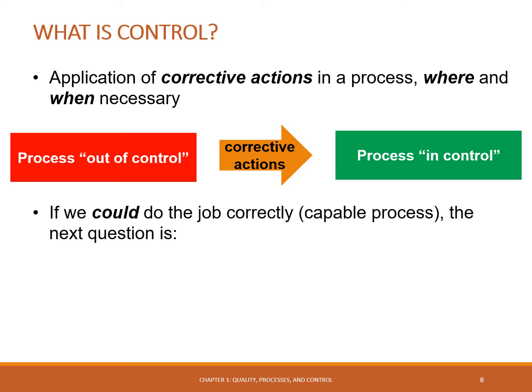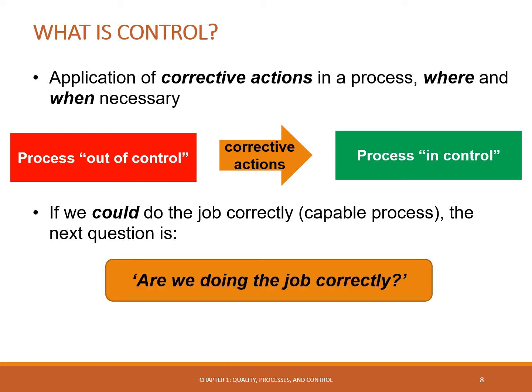So, if we know that we could do the job correctly, and that's related with the process capability, we can now try to answer the next question down the line, which is, are we doing the job correctly? And the answer to this question is related to our capability to monitor and control the process.